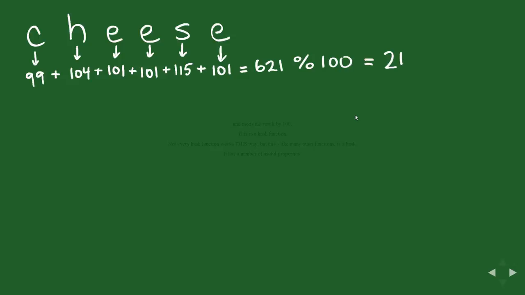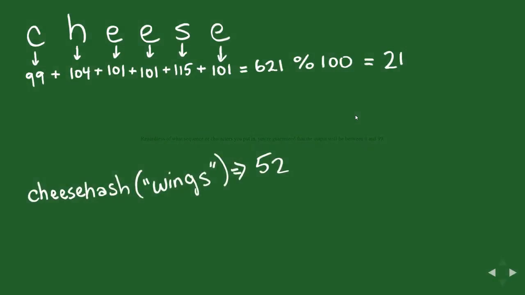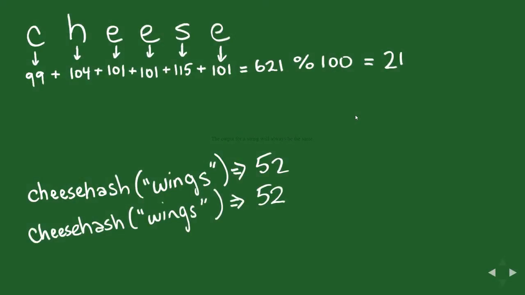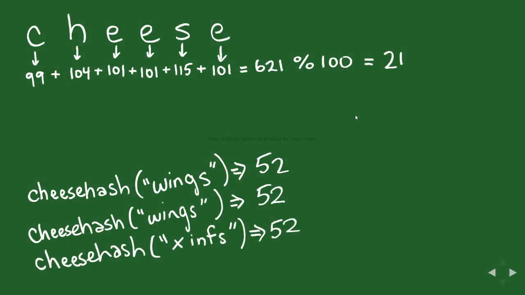It has a number of useful properties. Regardless of what sequence of characters you put in, you're guaranteed that the output will be between 0 and 99. The output for a string will always be the same. Many different inputs can produce the same output. And given the output, it's impossible to guess the input that produced it.